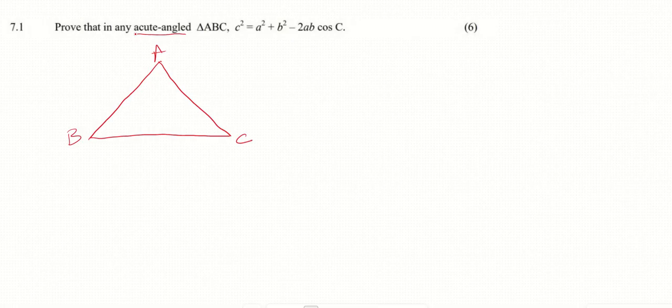I can say that the side opposite A, or the side that subtends A, I should call it a. The side that subtends C, I will call it c. The side that subtends B, I will call it b. So I want to prove that c squared is equal to a squared plus b squared minus 2ab cos C. In order to prove this, I must draw the height.